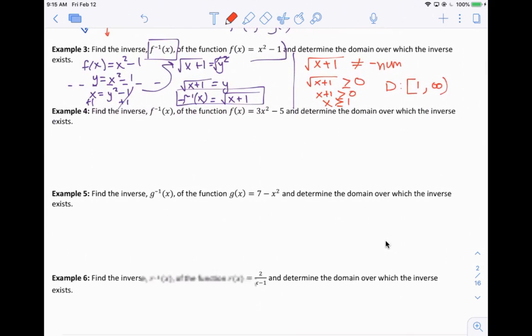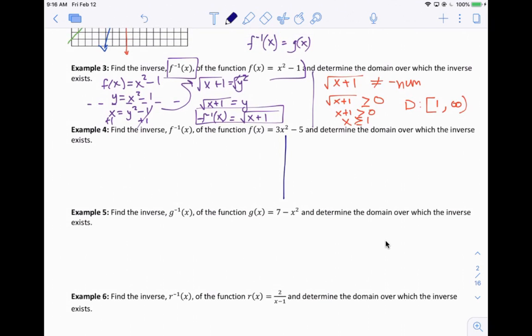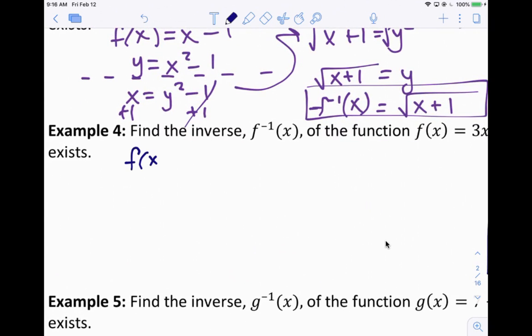All right, let's take the next 3 examples a little bit faster because they're basically the same thing. So find f inverse of x of the function f of x equals 3x squared minus 5, and determine the domain. So we'll kind of give ourselves 2 sides here. Here's our original function, 3x squared minus 5, right? And we'll change that back to y just for convenience sake.